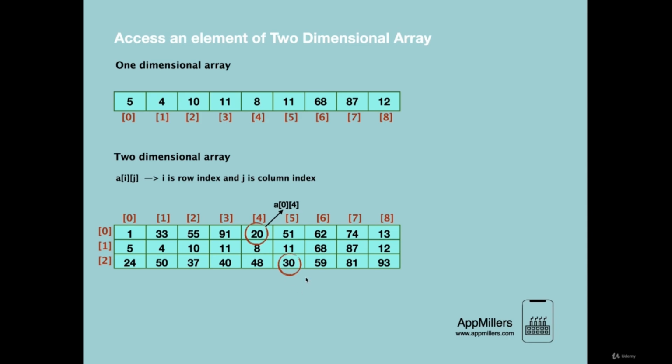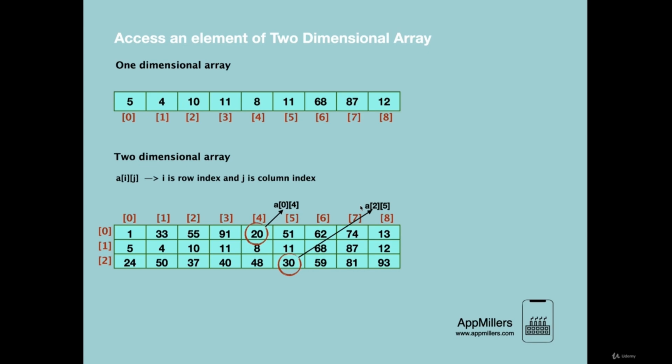Let's see another example. Let's say we want to access an element over here. Once again, we need to identify the row index, which is 2 in this case, and then the column index, which is 5 in this case. So to access the element over here, we need to write something like this, which is first the row index and the second the column index, and A is the name of the array. So this is how we access an element in two-dimensional array.